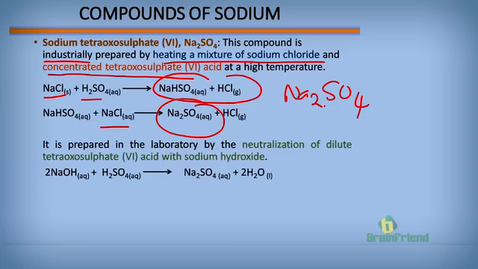But in the laboratory, it can be prepared by the neutralization of dilute tetraoxosulfate VI acid with sodium hydroxide. So if we have sodium hydroxide and sulfuric acid, sodium tetraoxosulfate VI can be formed with water being given off as a byproduct.